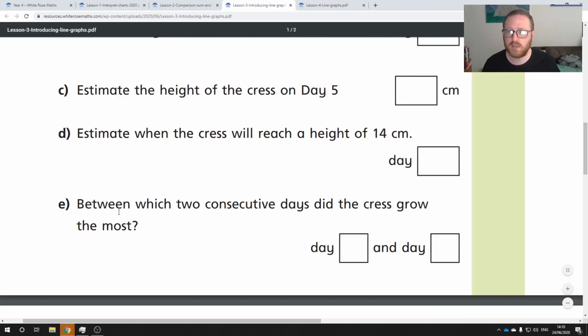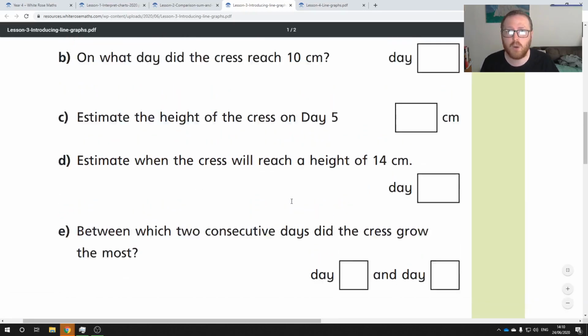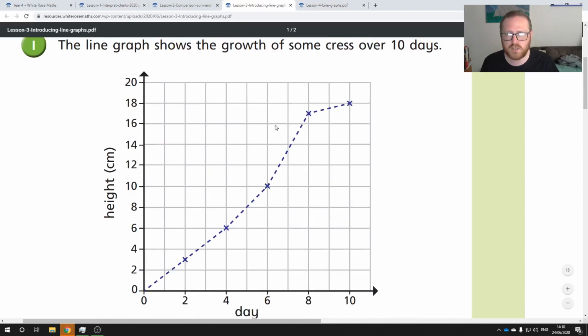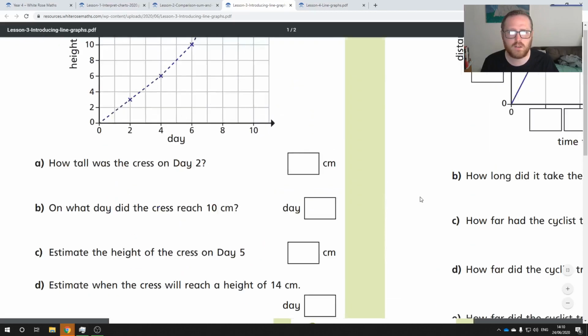Again, some more estimating, and it says between which 2 consecutive days, that means which 2 days in a row, did the crest grow the most? So which 2 days do you think the crest grew the fastest?